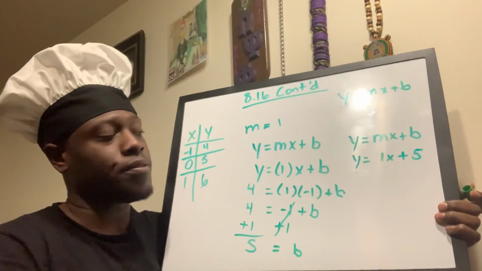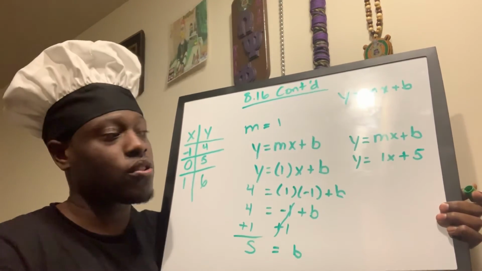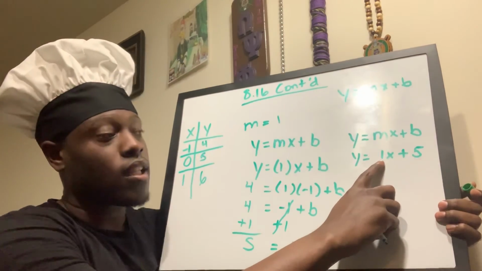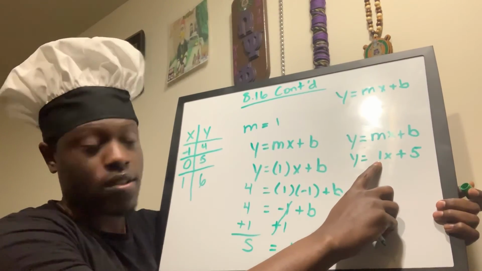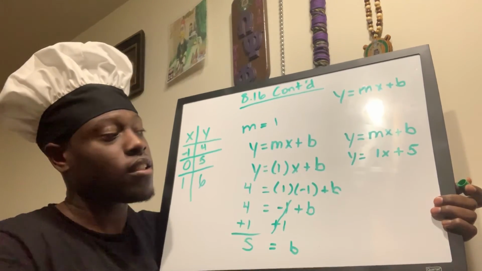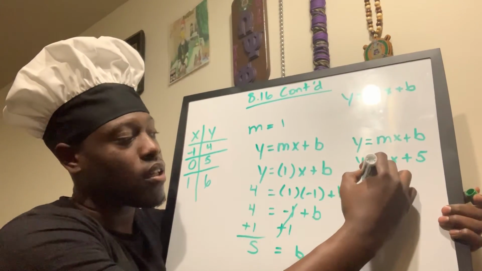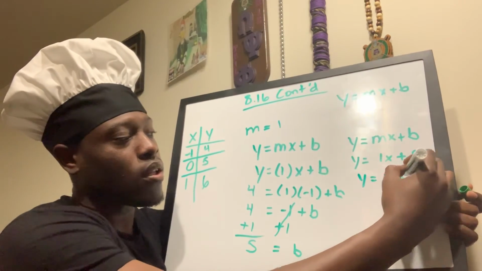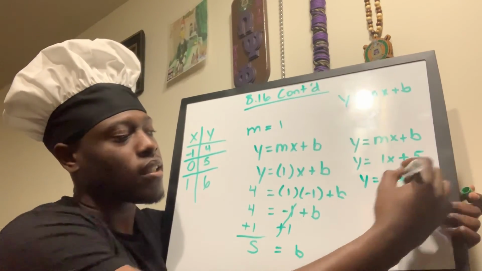One thing I do for my students too, I always remind them, anytime there's a variable by itself, there's always an invisible 1. That's why I wrote it like so. But as you further your education in math, the formula would look just like this.